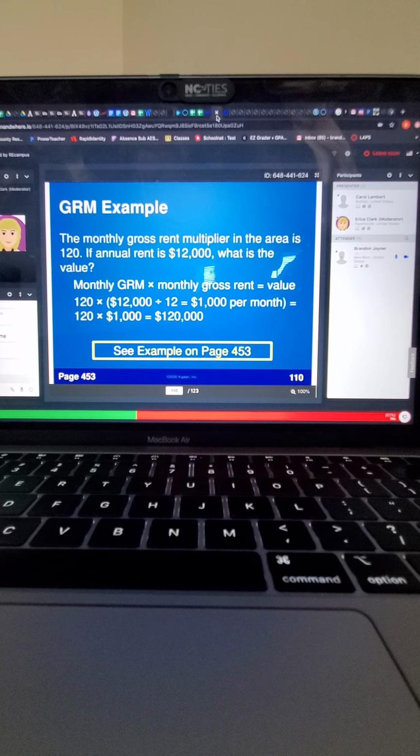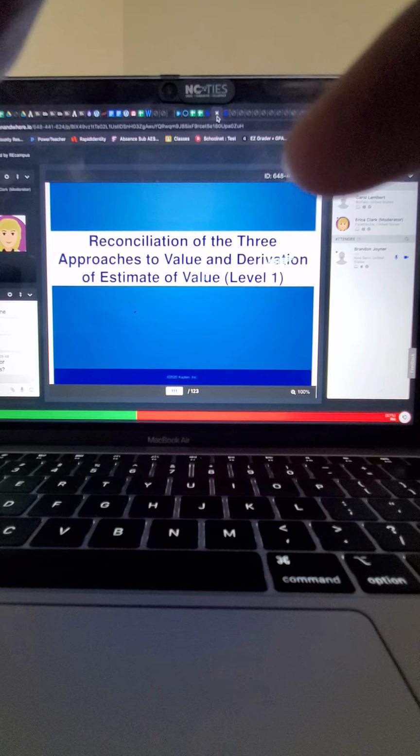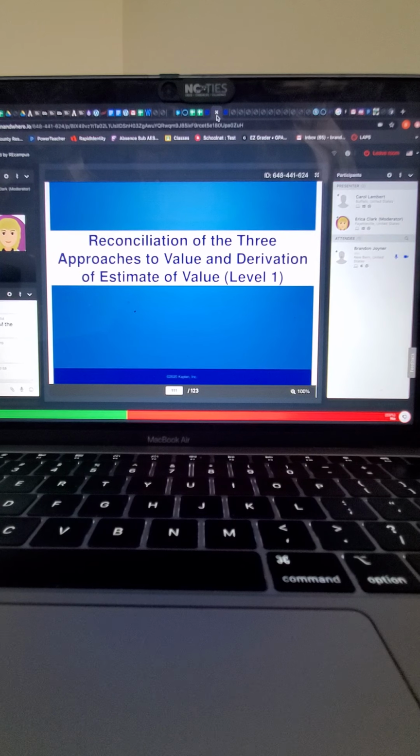All righty. Once the appraiser has tried to use all three approaches, so the GRM is just for comparing the prompt. Yes, and it's rental. Now remember, the gross rent multiplier is for rental property. It's not to use all three approaches. Then he's going to look at that and decide which approach is best suited for the property that I am appraising.